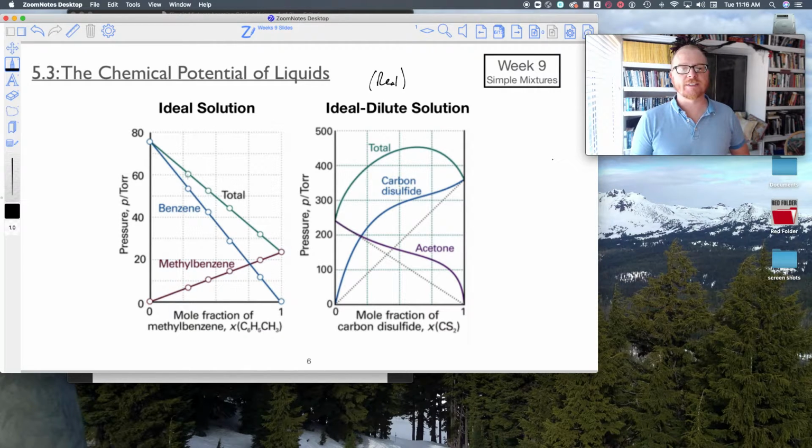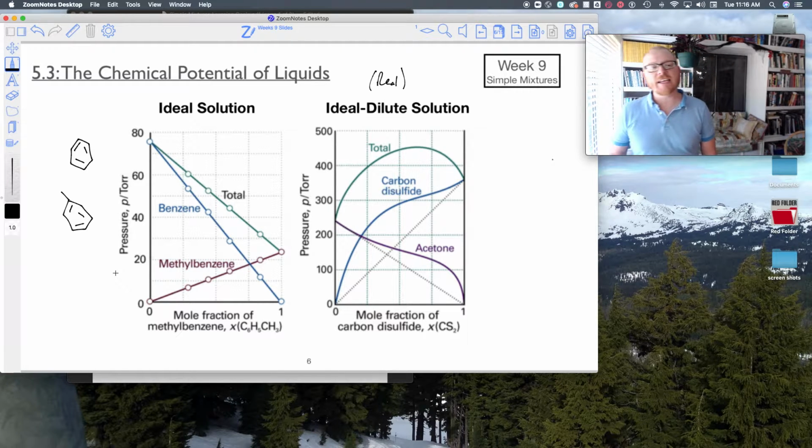So let's look at a real example of an ideal solution here, benzene and methylbenzene, which could be like toluene, right? And then methylbenzene. Man, I haven't drawn an organic structure like all year. Okay, bam, there we go. So as we can see, benzene and methylbenzene are both really similar. So it's actually not surprising at all that these two make an ideal solution.